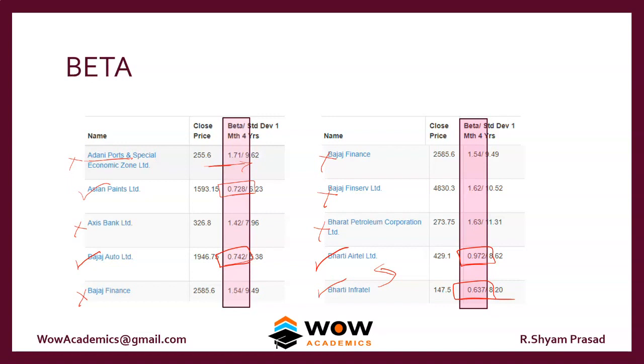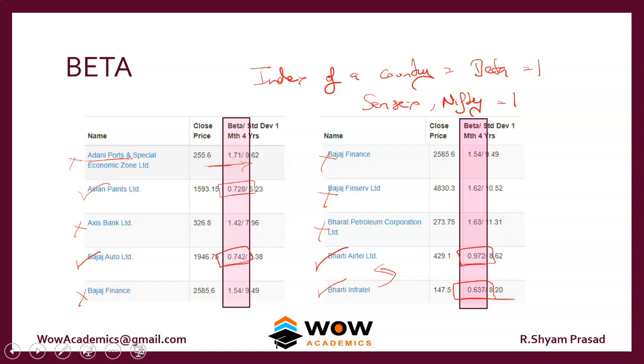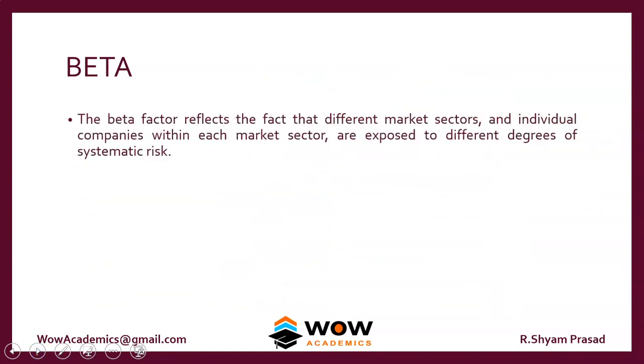So we have found out that the index of a country is set at a beta of 1. So Sensex or Nifty in India are set at 1. Any company having a beta of more than 1 is more risky. Any company having a beta of less than 1 is less risky. But is it right to think like that? The answer is yes.